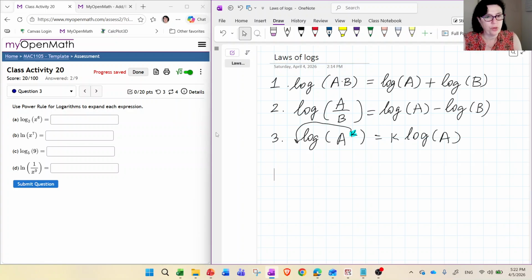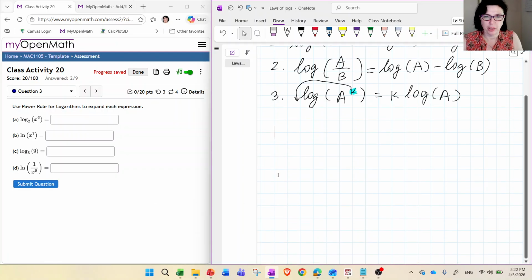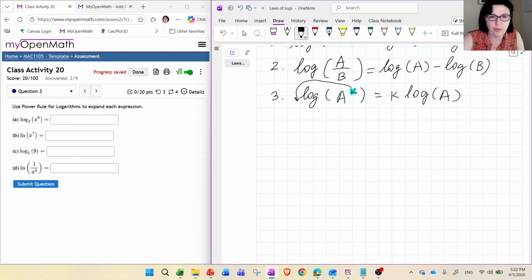In this video, we are going to look at how to use the power rule for logs to expand each expression. Some of them are going to be a little bit tricky, so just bear with me. Okay, let's look at the first one. That one is log with base 2 of x to the power 6.